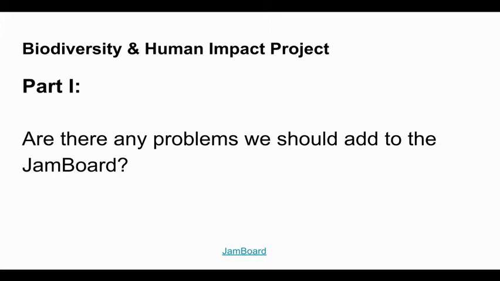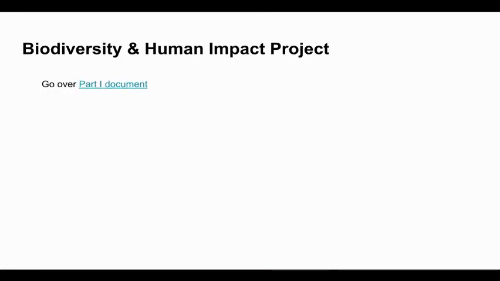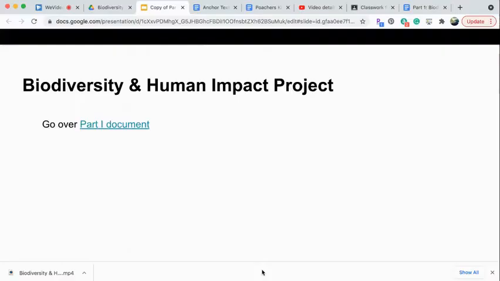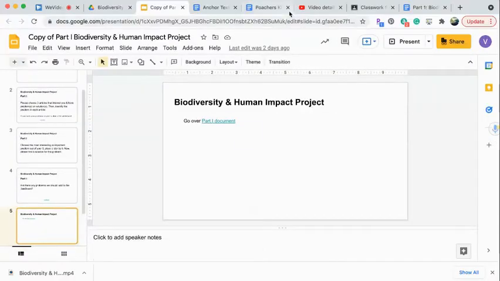And then we're going to go back to our Jamboard as a class that we did from the project overview. Are there any problems we should add to that? Go ahead and pause. Use this Jamboard link within the Google Slides and add to it. Let's go over part one together now that you've done that.